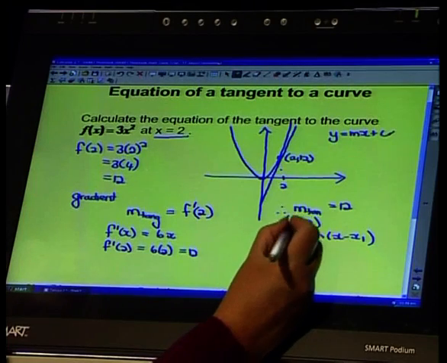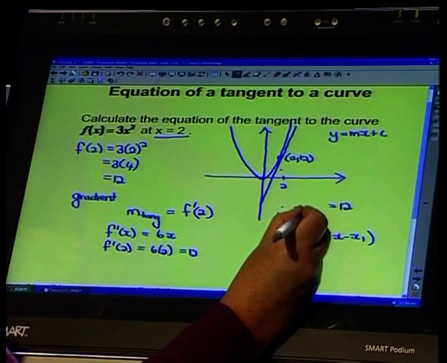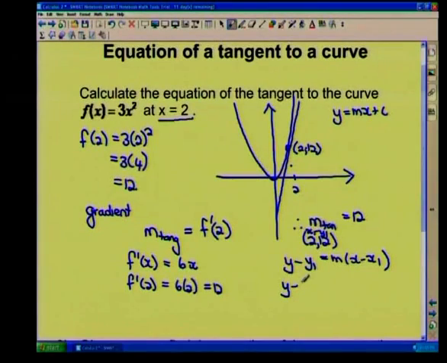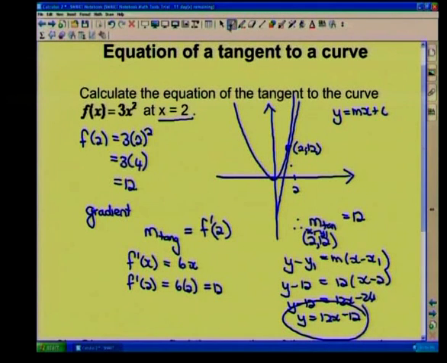So if we go to the one I really like, this would be my x1, this would be my y1, and this would be my gradient. So I'd go y minus 12 equals 12 times x minus 2. So what do I have? I'd have y minus 12 equals 12x minus 24, which means y is equal to 12x, and if I say minus 24 plus 12, I'm going to get minus 12. So that is my equation of the tangent.